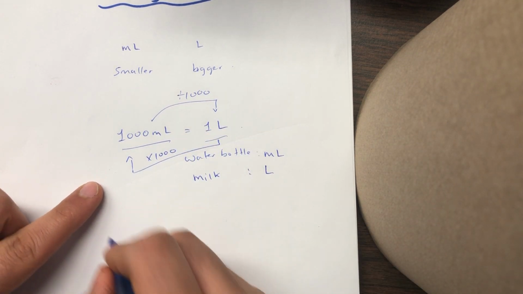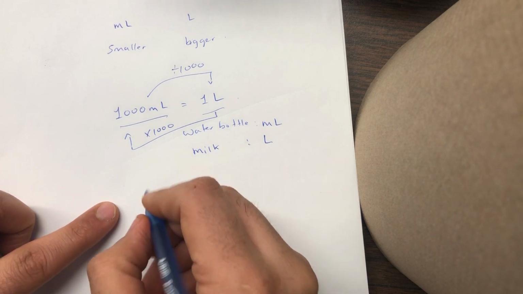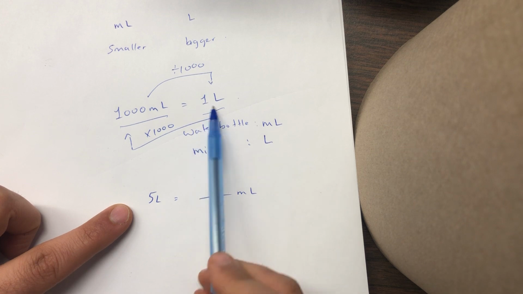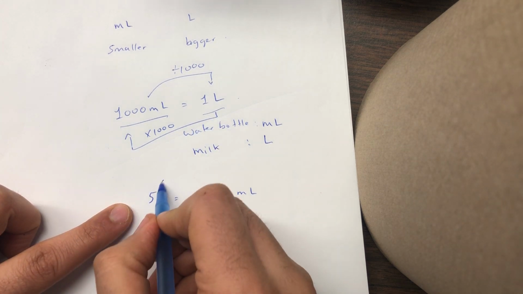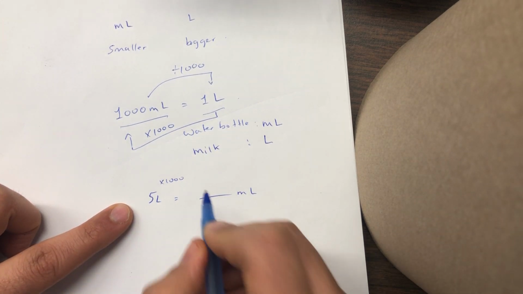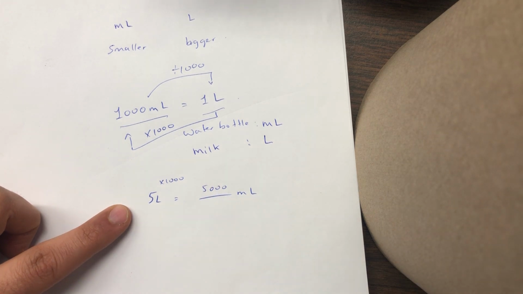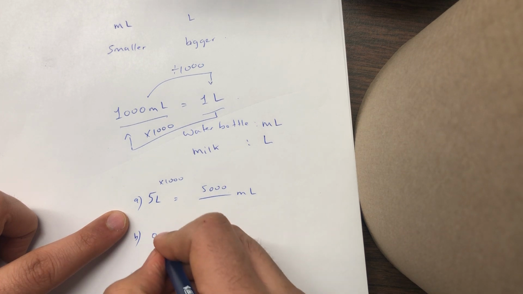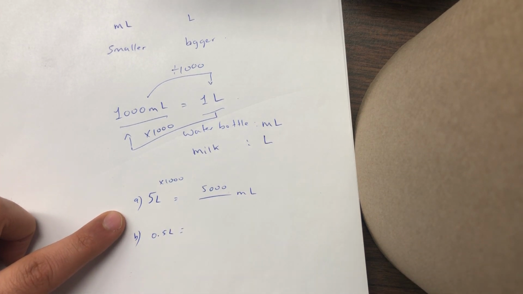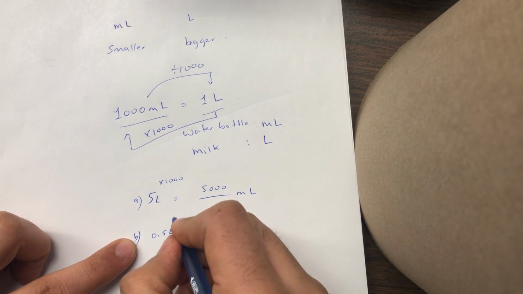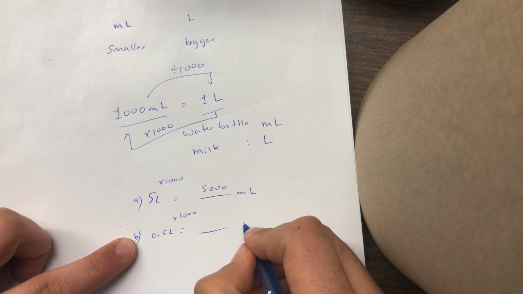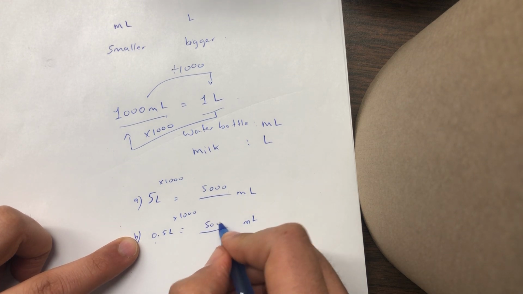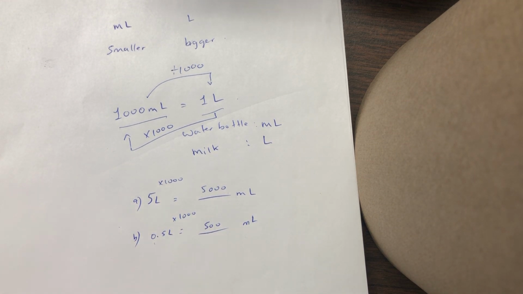So example number 1 is convert 5 liters into milliliters. To go from liters to milliliters, we're multiplying by 1,000. So 5 times 1,000 equals 5,000 milliliters. Okay, another example, 0.5 liters. So that's half a liter. So 0.5 times 1,000 into milliliters. Half of 1,000 is 500 milliliters.